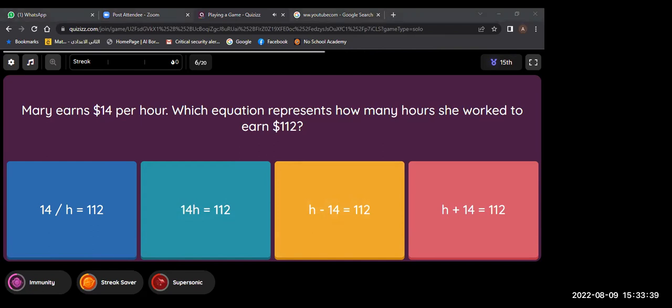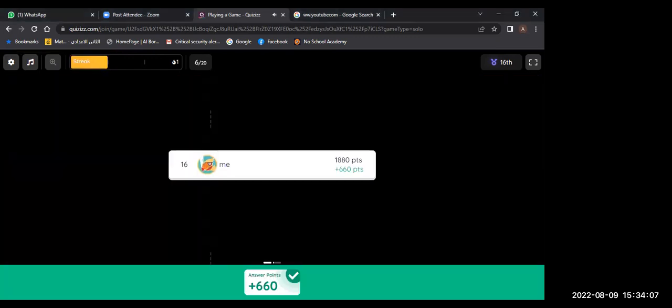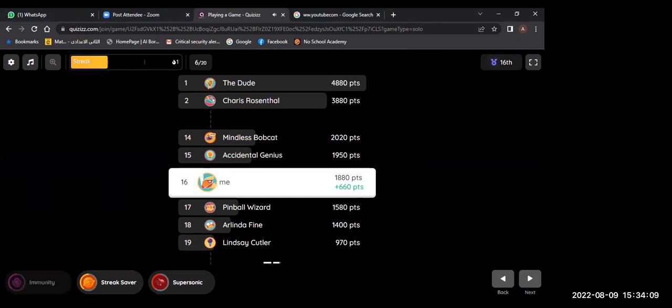Mary earns 14 pounds per hour. Which equation represents how many hours she worked to earn 112 pounds? Wait a moment. The second answer. Yes, super. Yes.